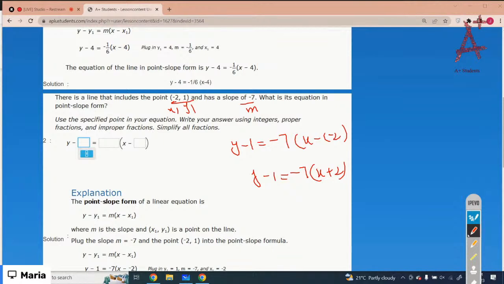Okay, let's just learn slopes of parallel and perpendicular lines.